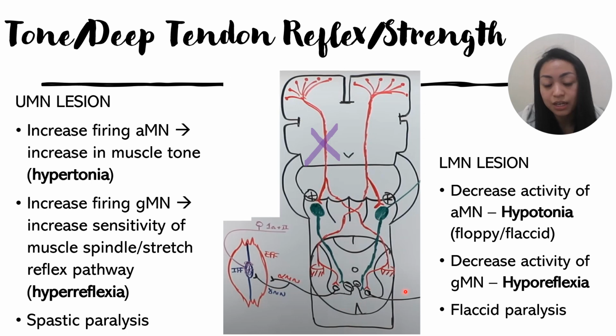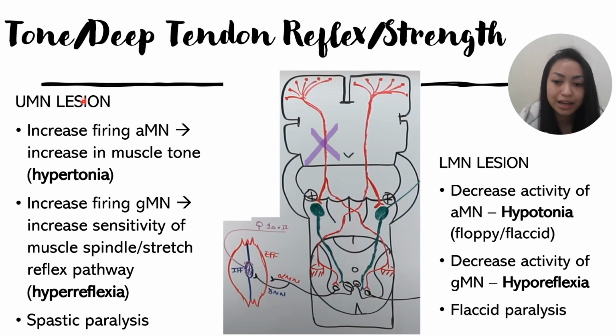It's because of the decrease in inhibition of the lower motor neuron, meaning we increase their stimulation of the alpha motor neuron, leading to an increase in muscle tone, and increasing the activation or stimulation of the gamma motor neuron, which increases the stimulation of the muscle spindles, increasing that reflex pathway, leading to hyperreflexia. So we've covered tone and the deep tendon reflex for upper motor neuron.